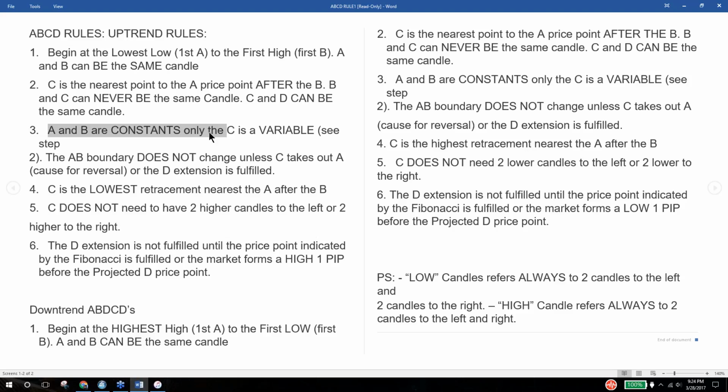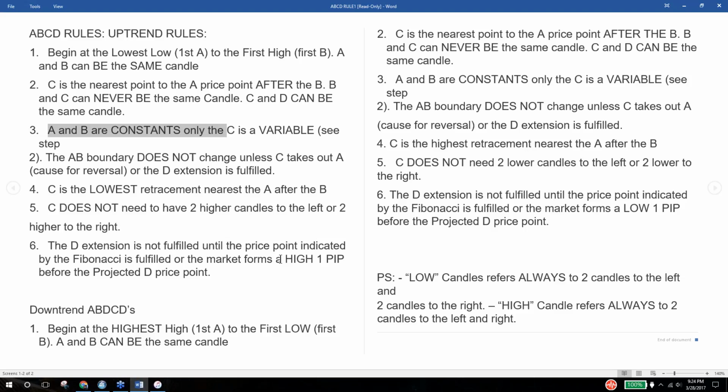If the market goes all the way down and touches the A, right, that means the C goes all the way down, the market continues to retrace, and eventually touches the A, either by touching the exact A price point or going beyond it. Then that takes out your A, and we're going to be looking at that as a reversal.